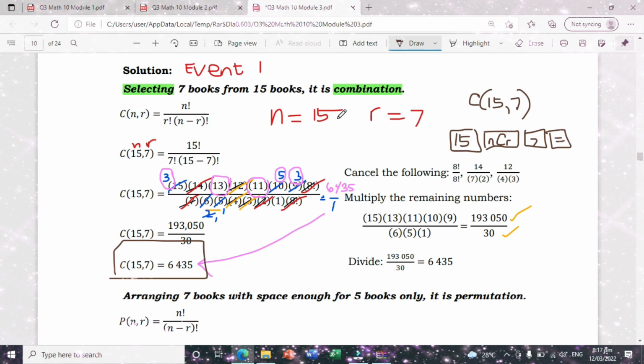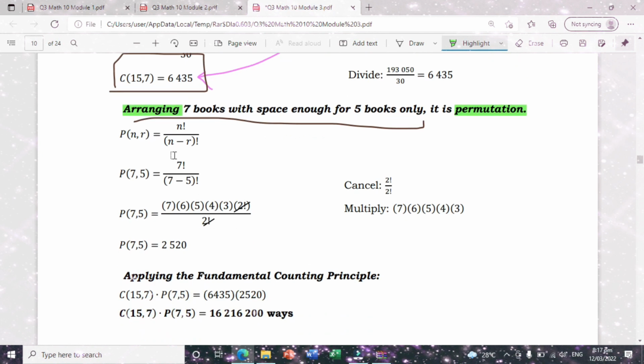So, tapos na tayo mag-select. Out of 15, 7 yung selected na books. So, out of 7 naman, i-arrange natin yan, pero 5 books lang yung gagamitin. So, there is a keyword again. Ano yung keyword natin? Arrange. So, pag sinabing arrange, permutation. So, ito na yung magiging solution natin.